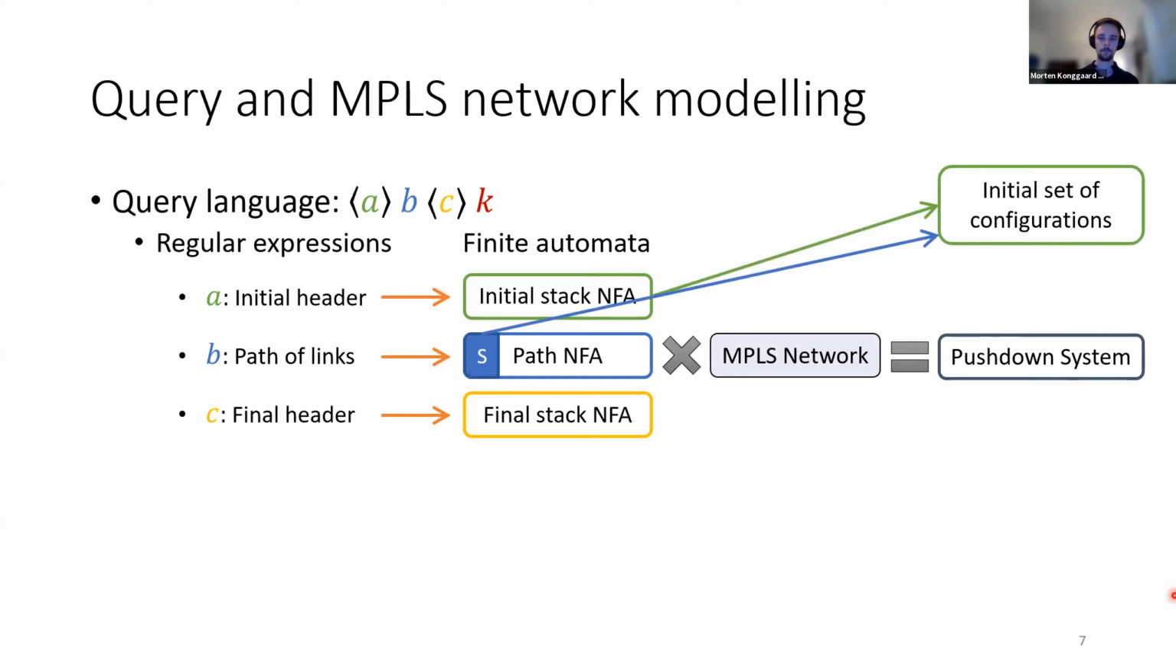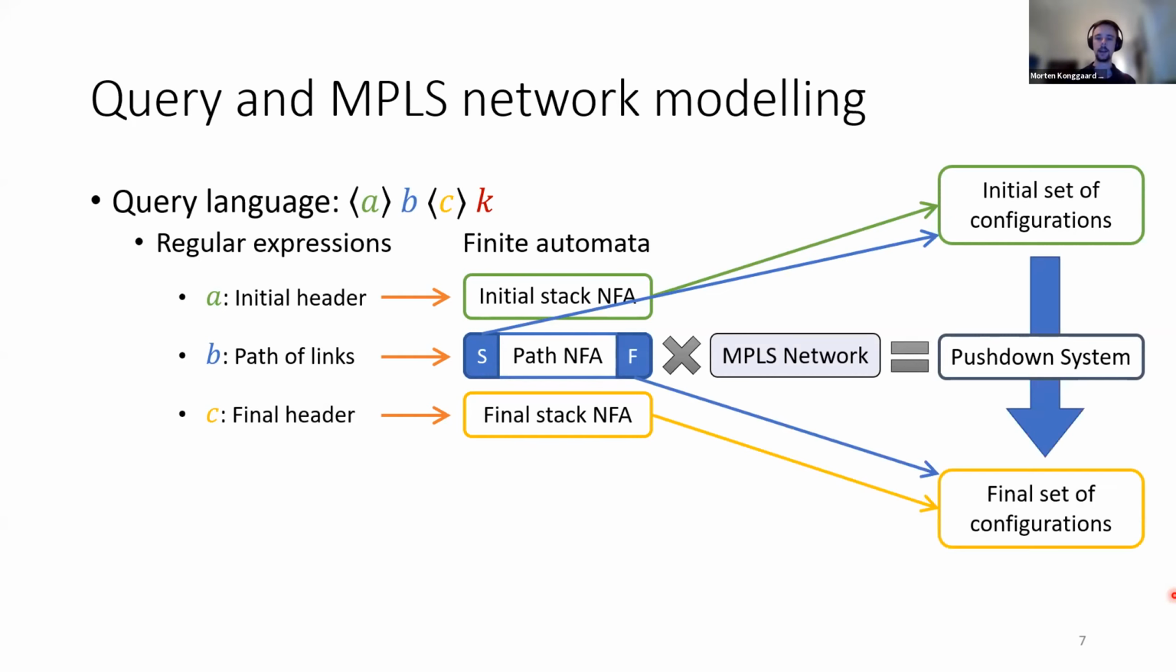And then we use the NFA for the initial stack together with the beginning of the path to define the set of configurations in the pushdown that we call initial. And similarly, we make the set of final configurations. And then the question for the model checker that we develop is: does there exist some initial and final configurations such that there is reachability through the pushdown system?